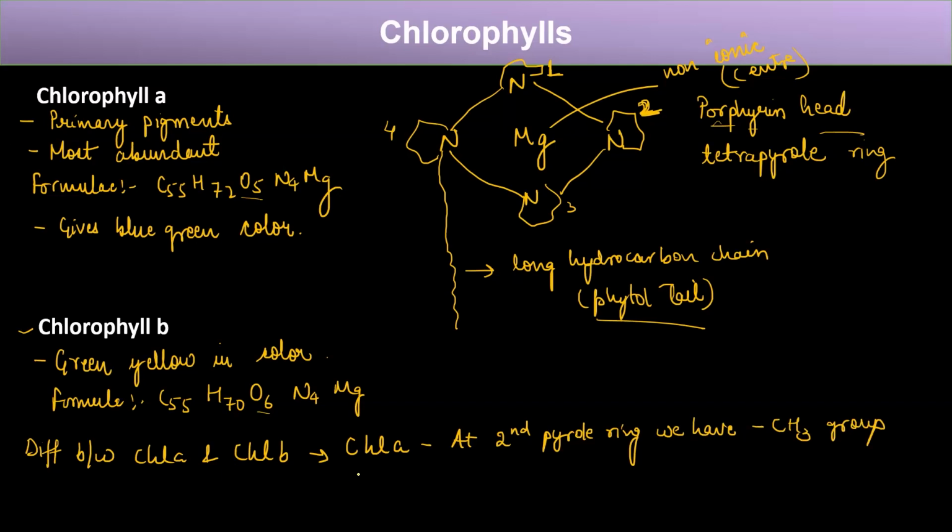Okay. While in the case of chlorophyll B, at the second pyrrole ring, we have a CHO group. So now we can clearly see where this difference of 1 oxygen is coming from. In chlorophyll A we have a CH3 group, while in chlorophyll B we have a CHO group. So this 1 oxygen of the CHO group is causing the difference in the formula. Okay, so this is about the chlorophylls.